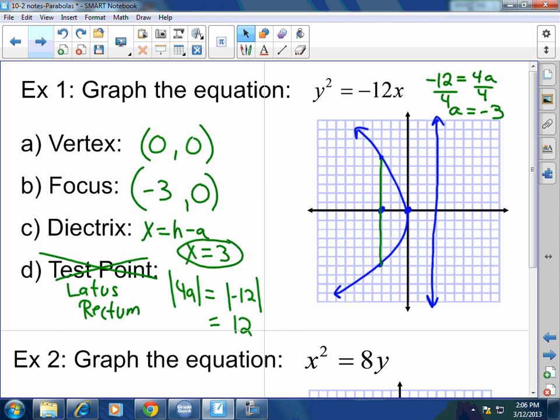That's exactly right, sir. It's just a matter of remembering the formulas. Yes, sir. Would the focus always equal the negative of the directrix?